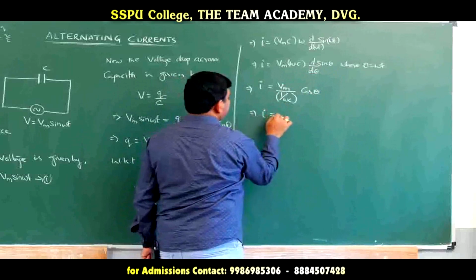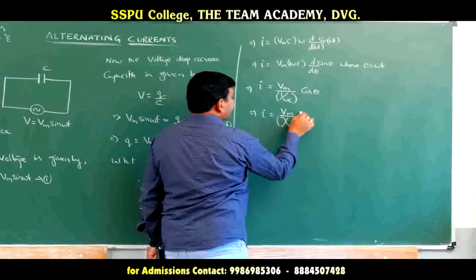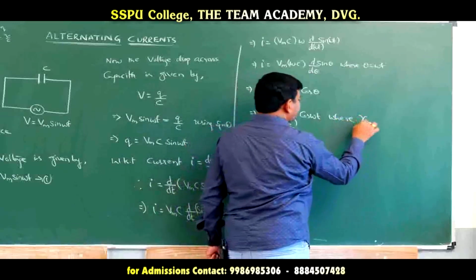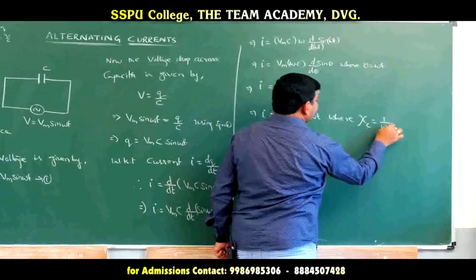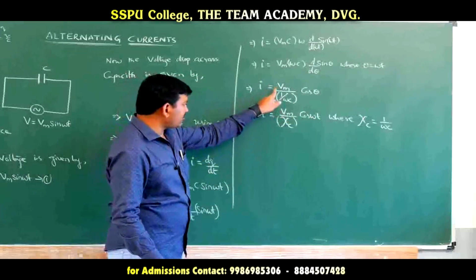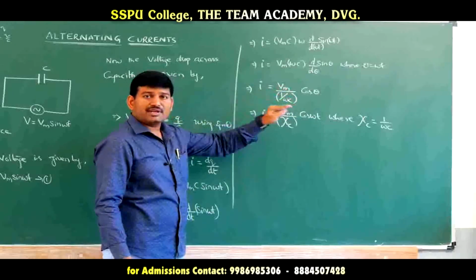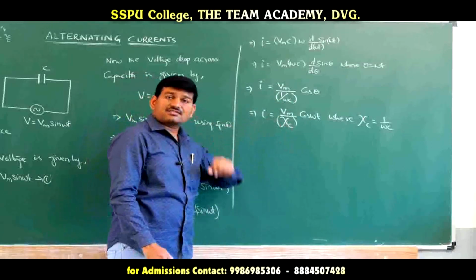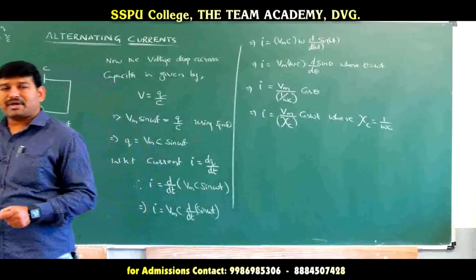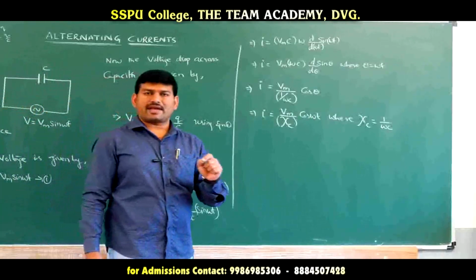Omega t. Therefore I is equal to Vm divided by Xc into cos omega t, where Xc is equal to 1 by omega C. What does this Xc represent? Generally, I being the current, this entire term should represent the current. But this being the voltage, voltage by something is current means that something should be resistance. But here this is the resistance offered by whom? Capacitor. Therefore the resistance offered by the capacitor to the AC current is said to be the capacitive reactance.